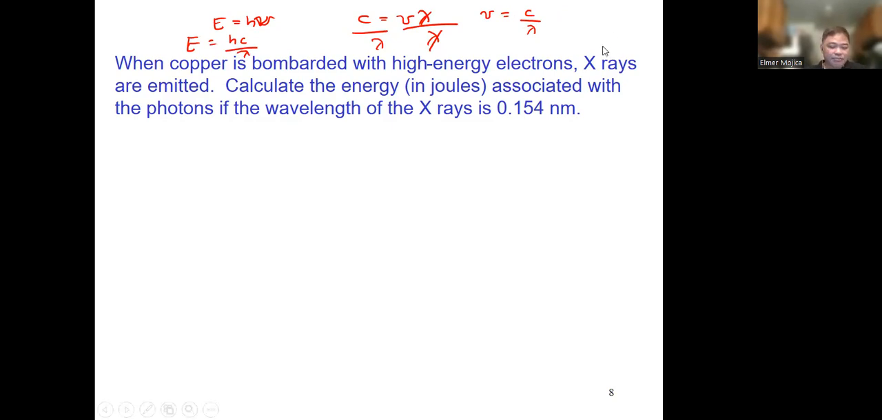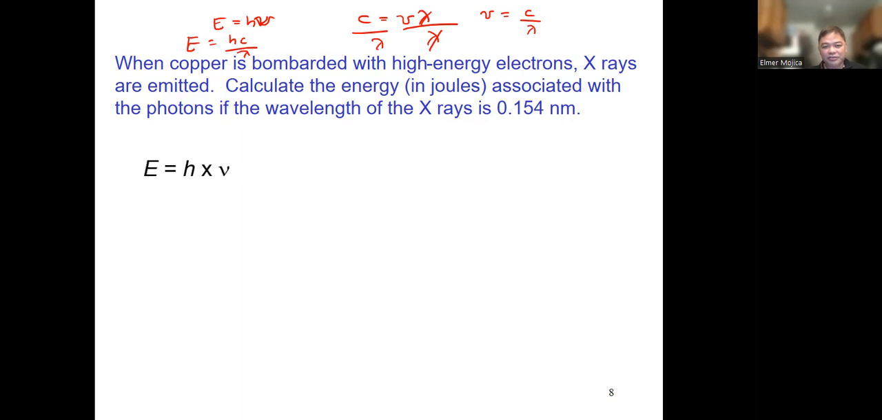When copper is bombarded with high electron energies, X-rays are emitted. So calculate the energy in joules associated with the photons if the wavelength of the X-rays is 0.154 nanometer.